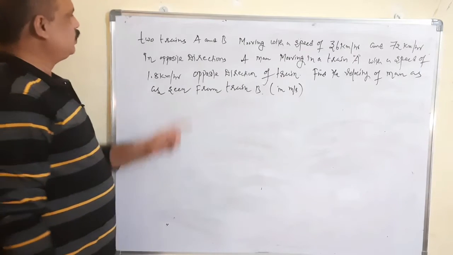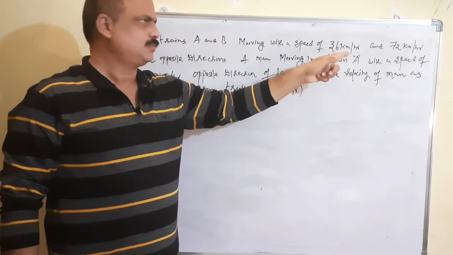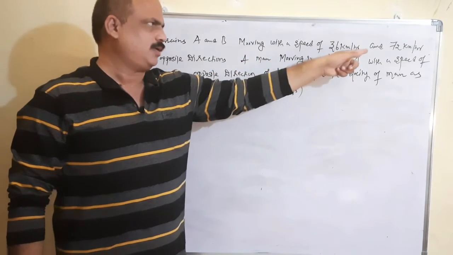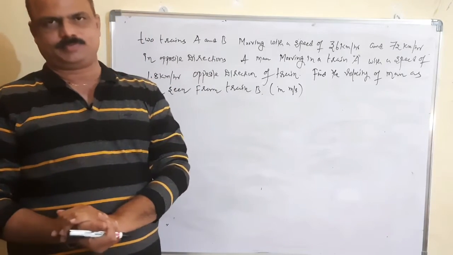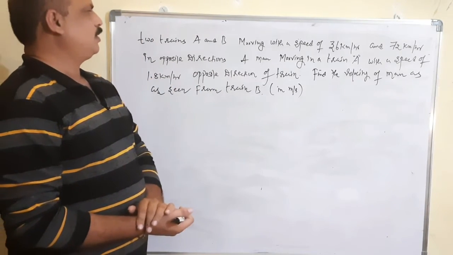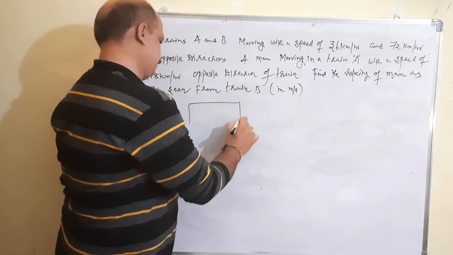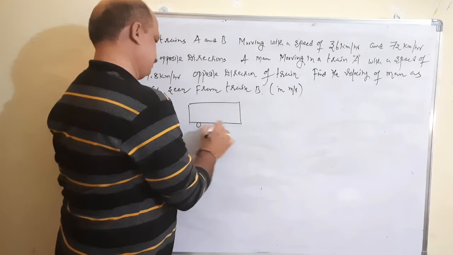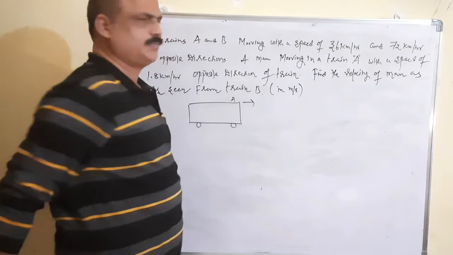So here, two trains A and B are moving with a speed of 36 km per hour and 72 km per hour in opposite directions. So these are the two trains. This is A. This train is moving along this direction.